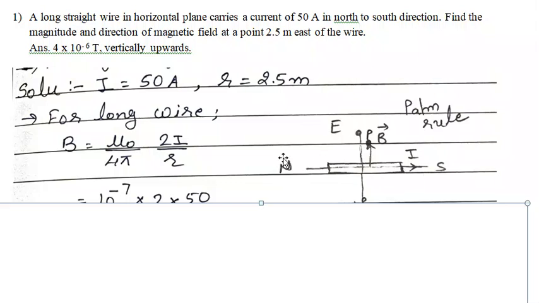So here, as I discussed, if the current is flowing in positive x direction, then whenever we have points above it, we will always have magnetic field pointing upwards, vertically upwards.